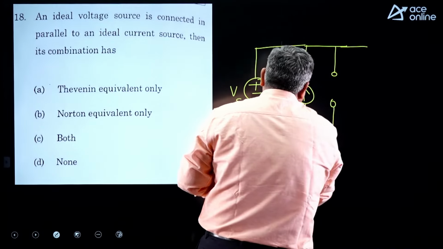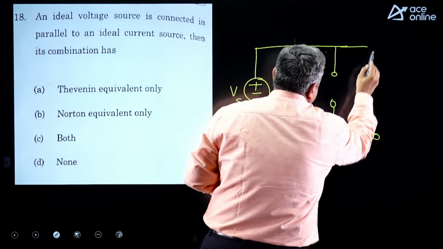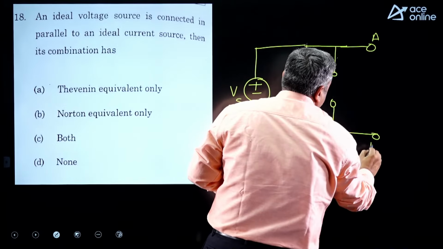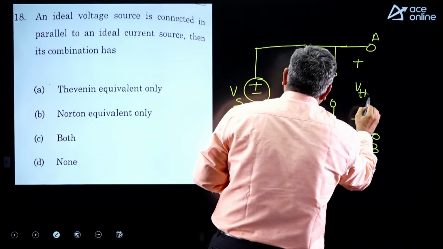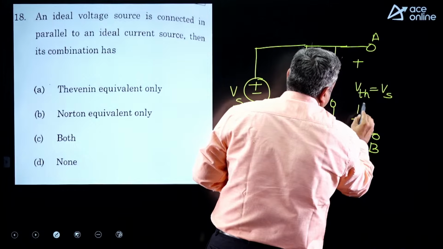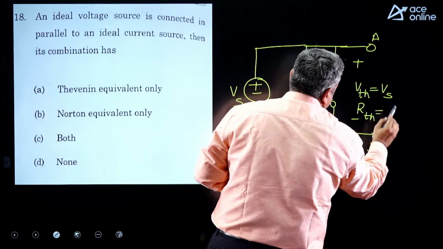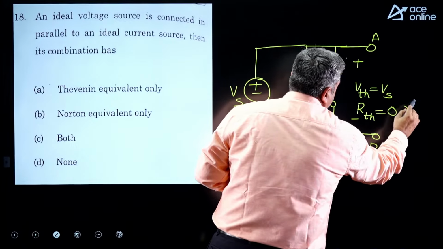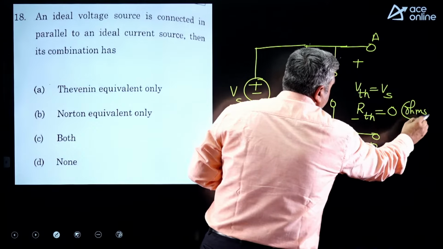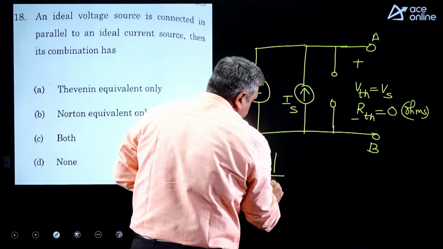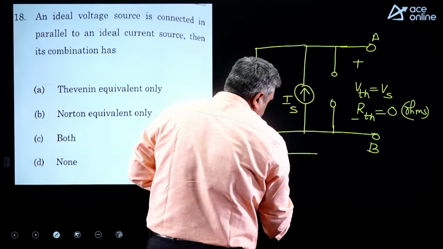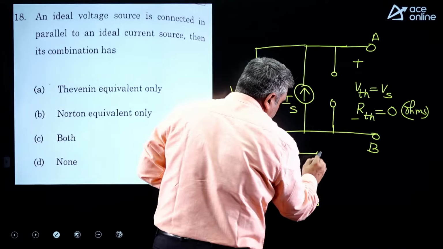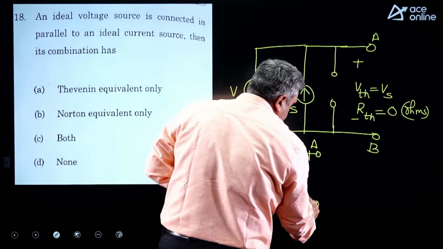Now across your reference terminals A and B, if you see, the network has only Thevenin voltage, which we can write as Vs, and Thevenin resistance: short circuit the voltage source, open circuit the current source, 0. So what can we draw? The Thevenin equivalent circuit we can represent with a voltage source of Vs. There is no resistance that will be connected in series. So this is how you can draw only the Thevenin equivalent.